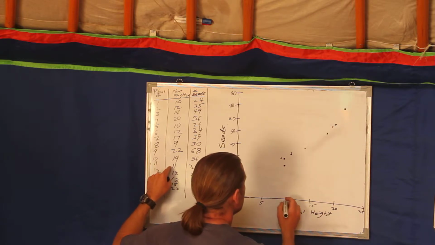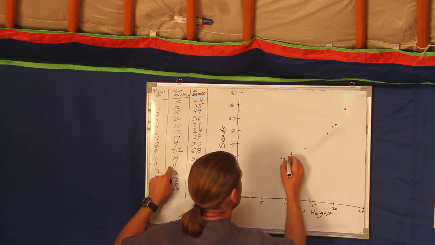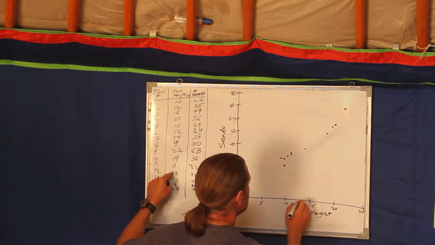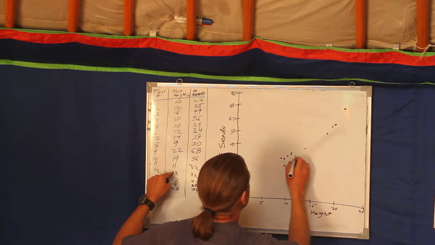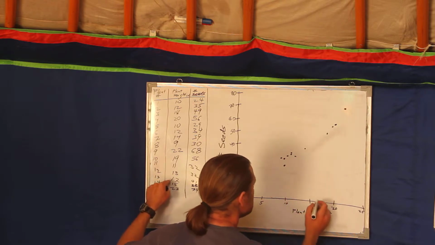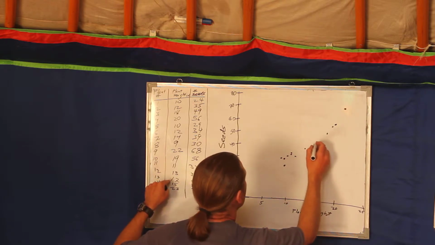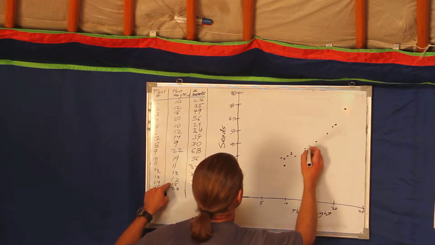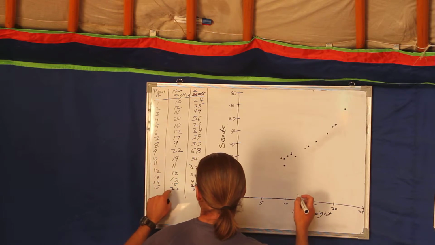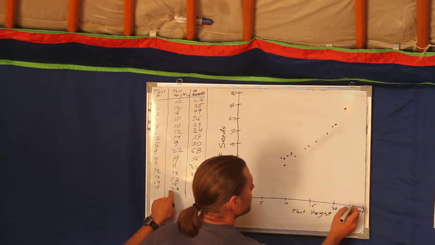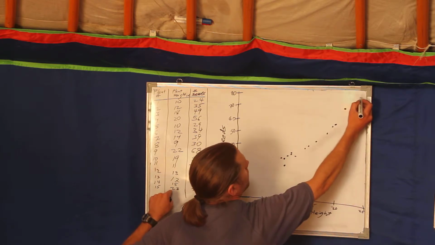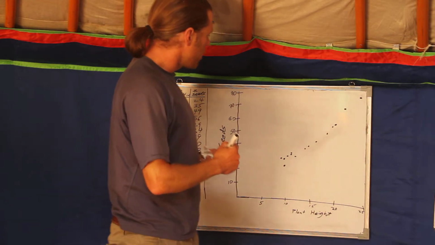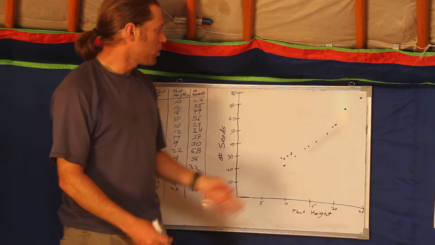Then 11 and 32. 13 and 32. There. 17 and 41. There. 15 and 38. There. 23 and 74. Up there. So you can see here that each point that I've drawn out here represents one plant that I've measured.